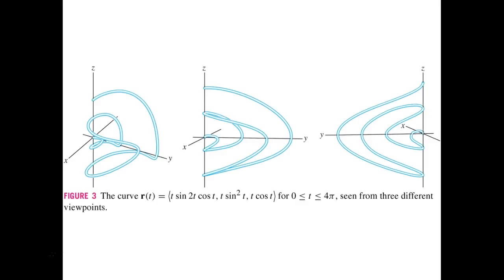Yeah, it's hard. The whole point of this is that it's very hard to represent a three-dimensional shape in a two-dimensional plane. Hard, almost impossible to do. Okay? Example 2 describes a helix.